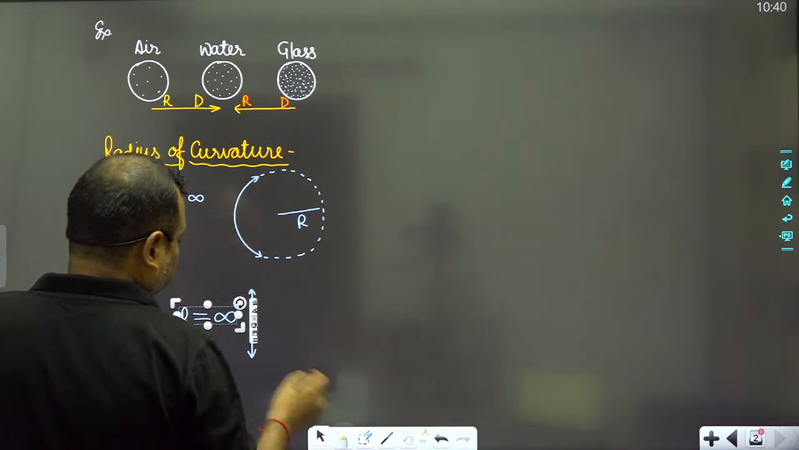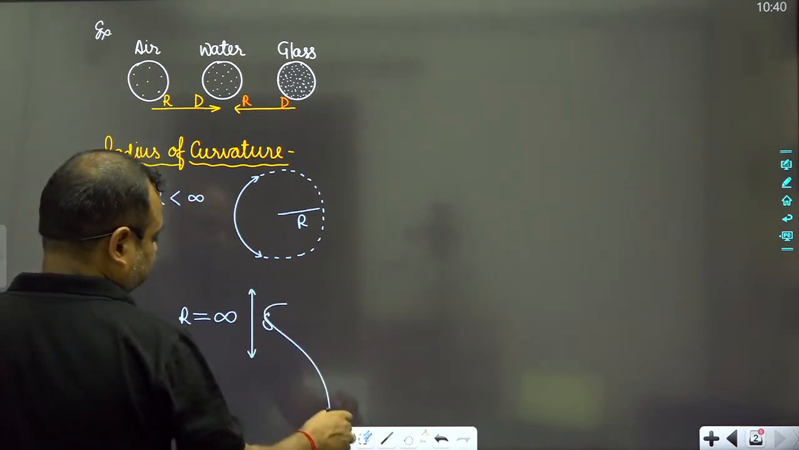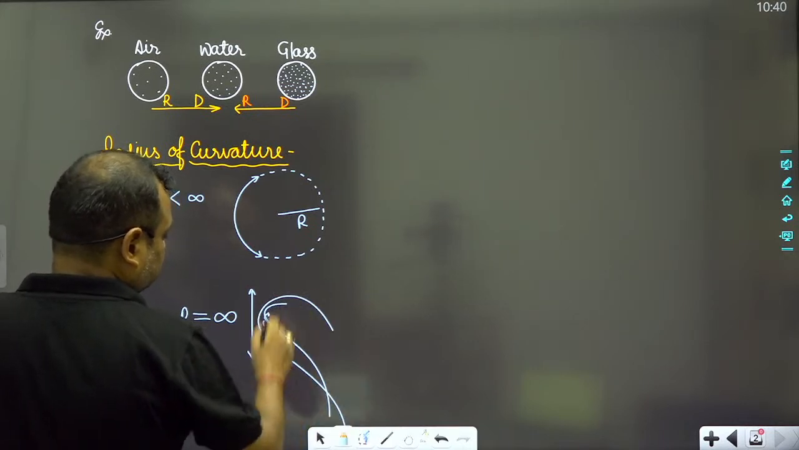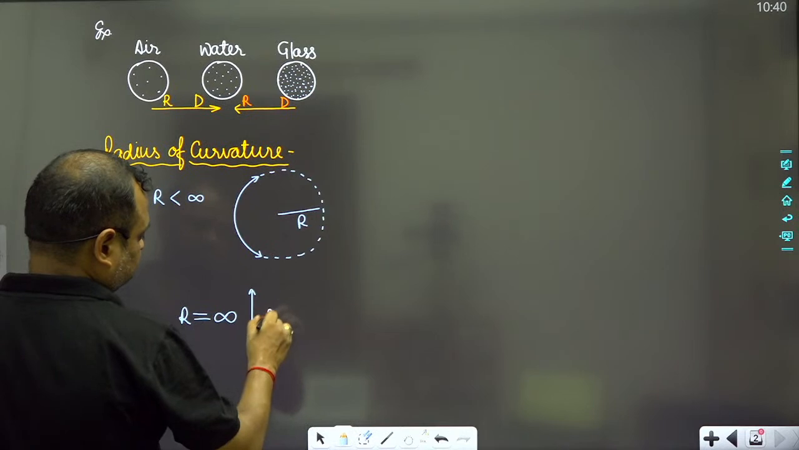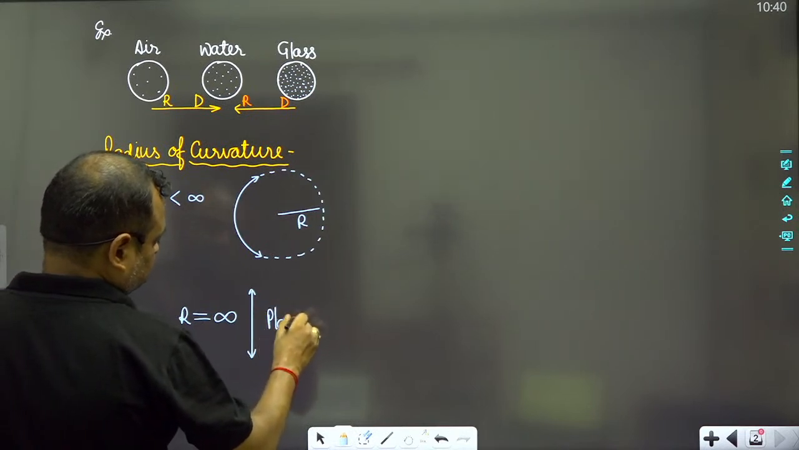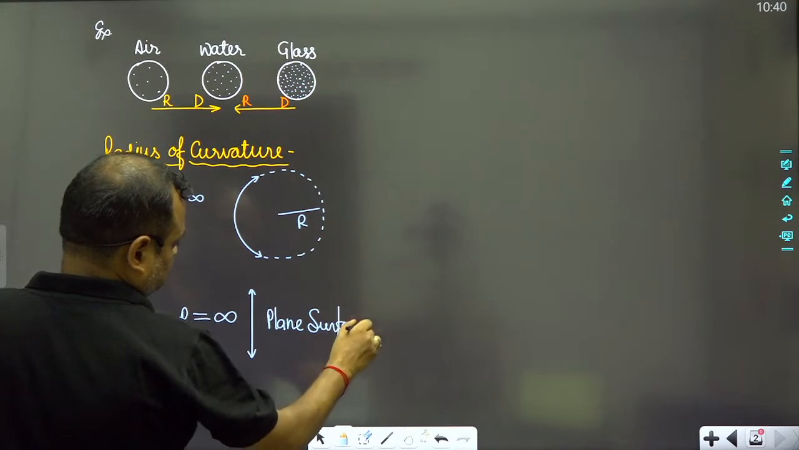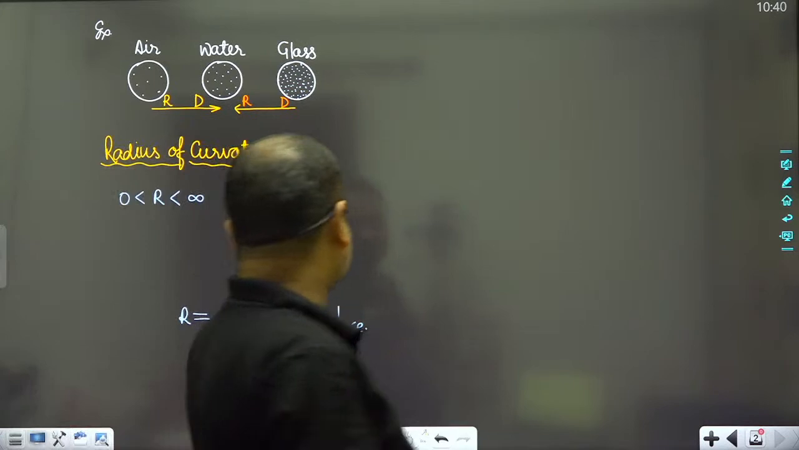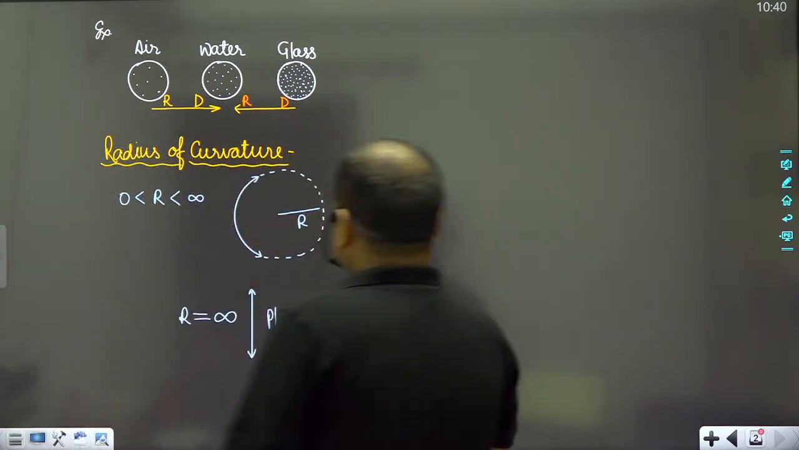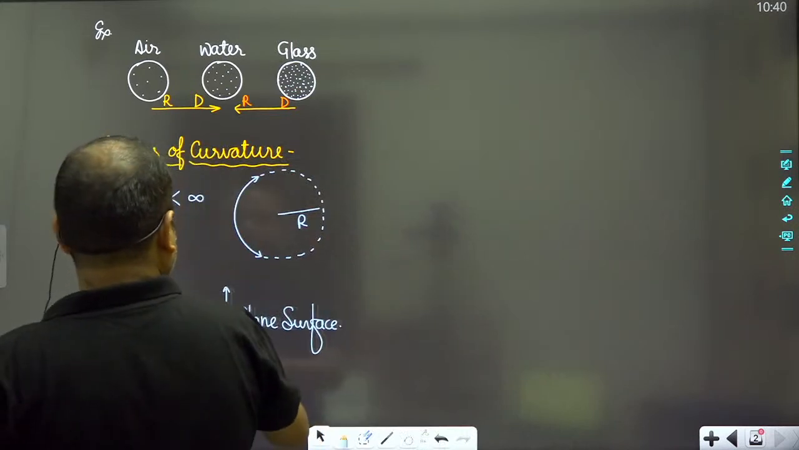So this will be a straight line or plane surface. Please note down. This will be a straight line or plane surface. So this is the basic concept.